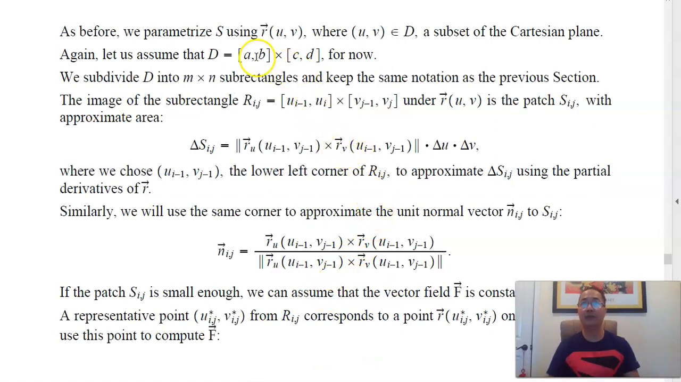So here's the derivation. We have our domain for u and v. We cut it up into small rectangles, and then we find the area of the corresponding patch to this rectangle. We did it in the last video. It's the length of the cross product times delta u delta v. But the unit normal vector at that same corner is the cross product of the two partial derivatives divided by the length. So when you multiply this by the area, notice that the lengths cancel. That pesky square root is going to go away.